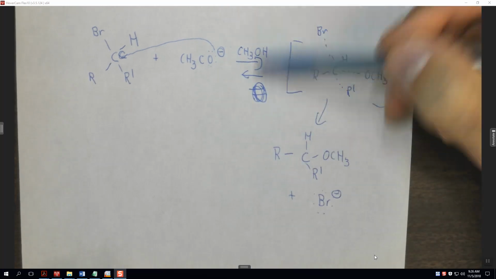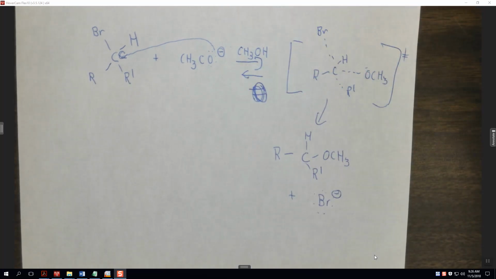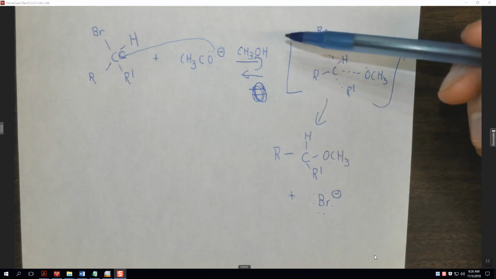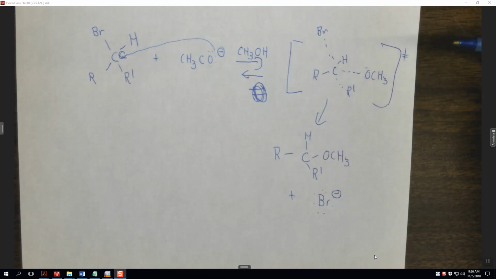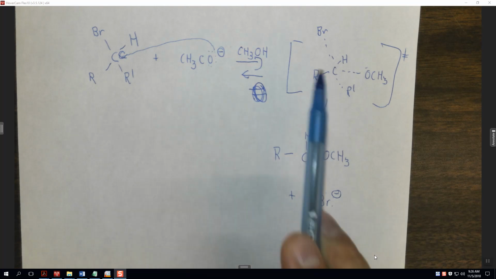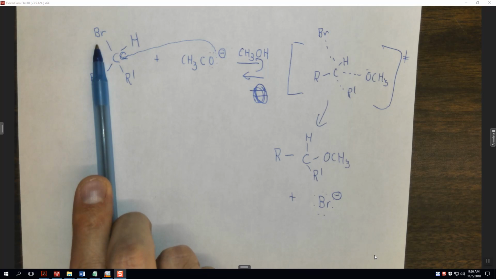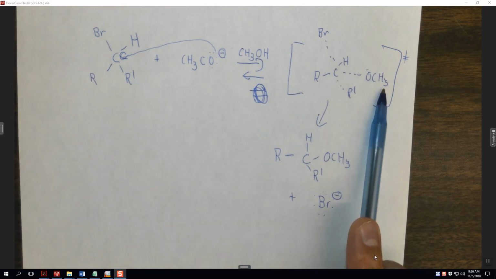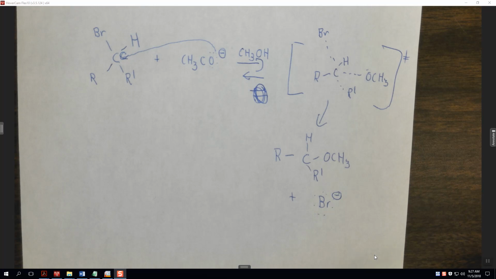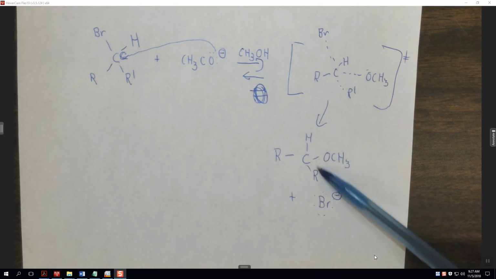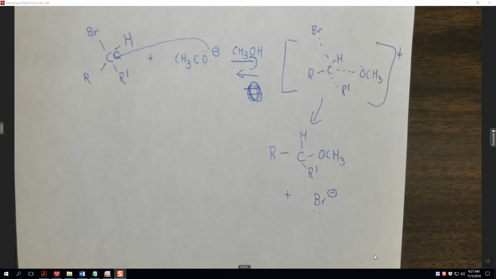It doesn't really matter. For the software purposes, there are more technical ways to do this, but for the software purposes and the basic simplicity, we're going to do it this way. So this is the mechanism. At the end of the day, methoxide replaces bromine. You get a transition state. Said another way, this is an SN2 mechanism, and you end up with methoxide attached and bromine coming off. I did not focus again on the stereochemistry.